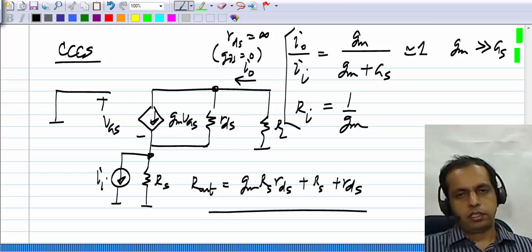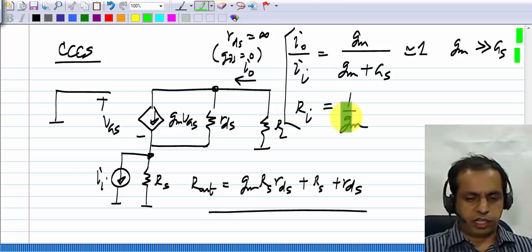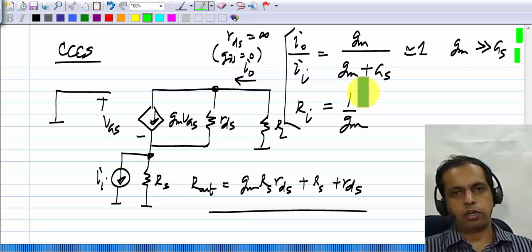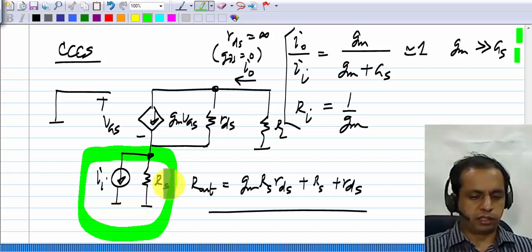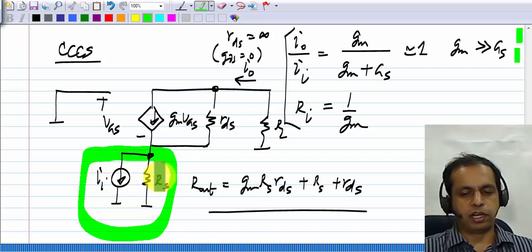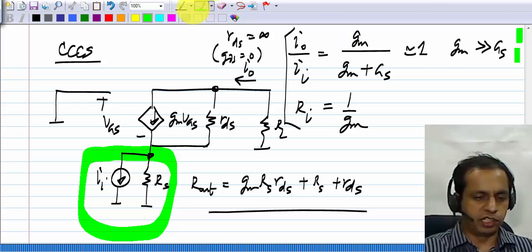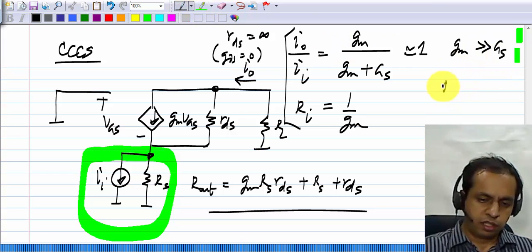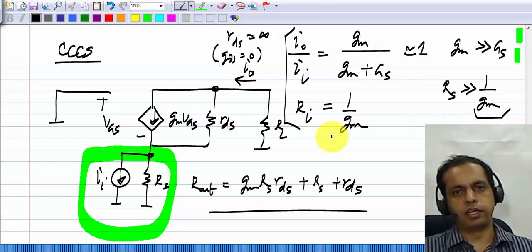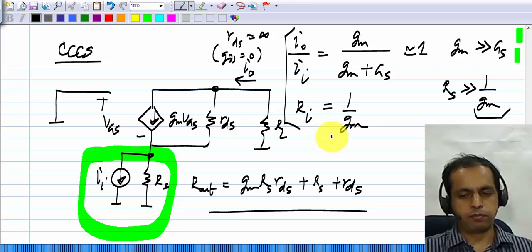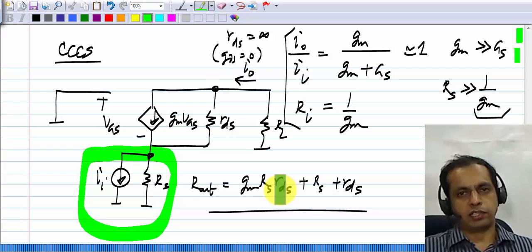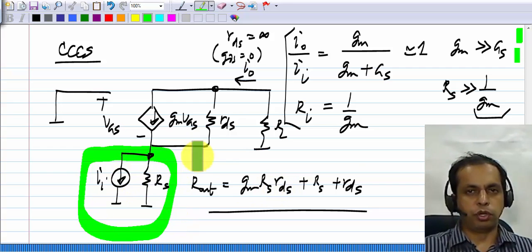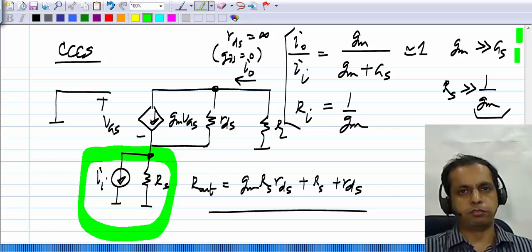Okay. So it does behave like a current buffer. It has a small input resistance. Okay. What does small mean? It is small compared to the resistance of any current source that you connect. It should be small compared to RS, and it will be the case because GM has to be much greater than GS, and if you rewrite it, RS will be much greater than 1 by GM. Okay, the input resistance of the current controlled current source will be much smaller than RS. That has to be the case. And then R out will be much more than RS. So it takes a bad current source and gives you a much better current source. That's the role of a current buffer.